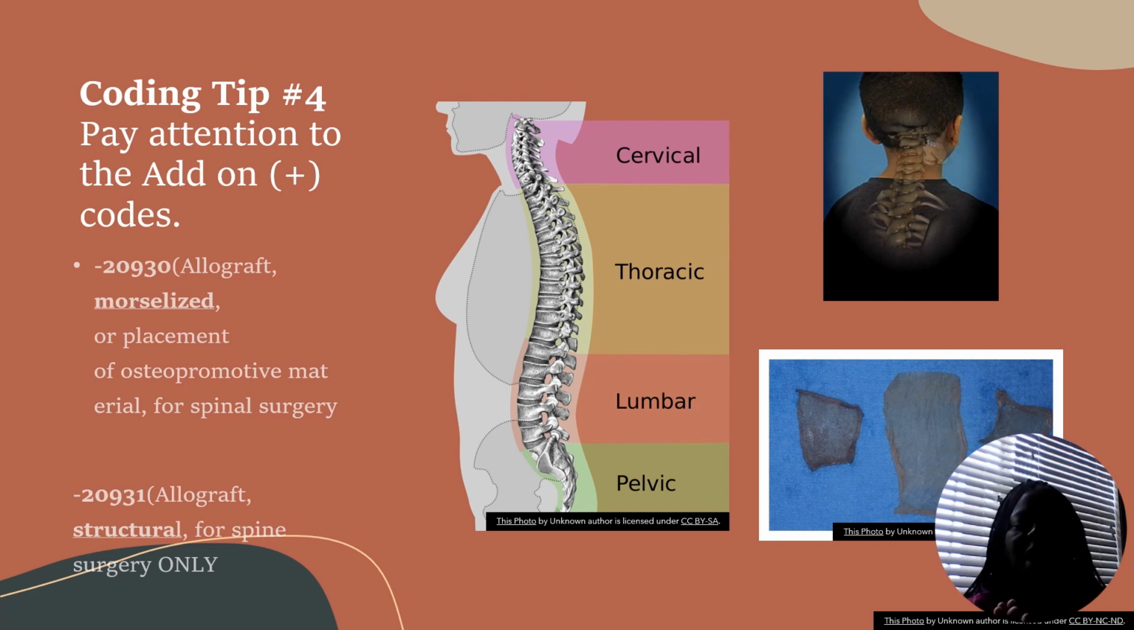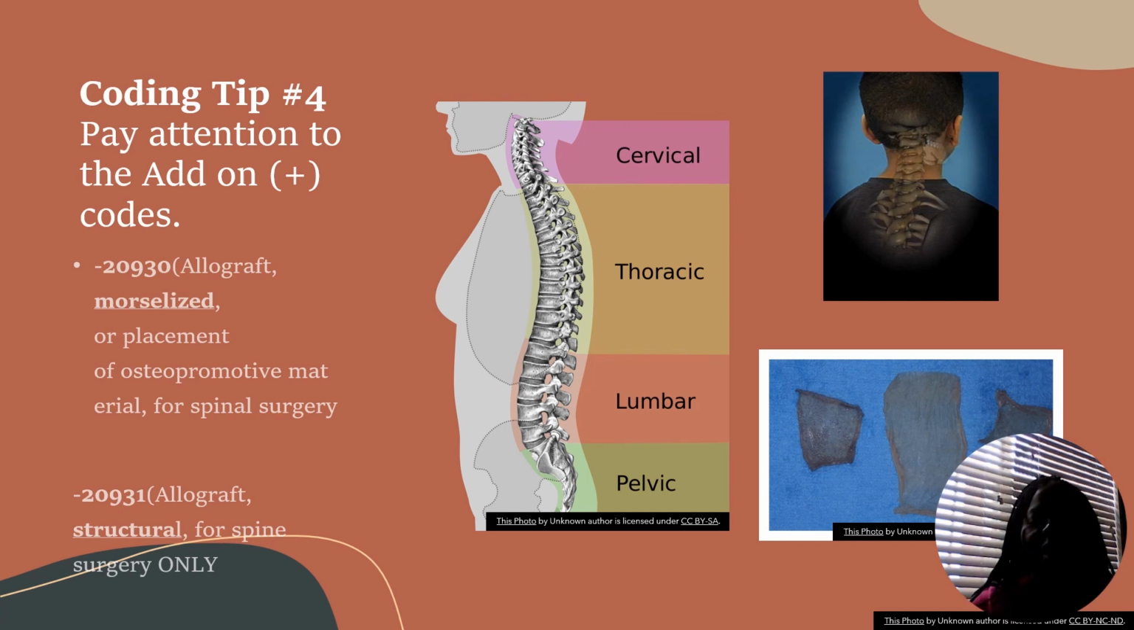So the first one is CPT add-on code 20930, which represents the allograft, the morcellized or placement of the osteopromotive material for spinal surgery. And then we have 20931, which is also an add-on allograft, structural, for spine surgery only. So I took the liberty of highlighting as well as underlining the important elements of each code. Again, these both are add-on codes and they should not be reported separately or listed as the primary code.